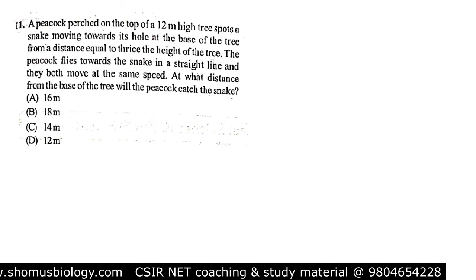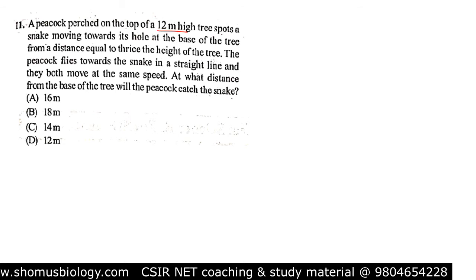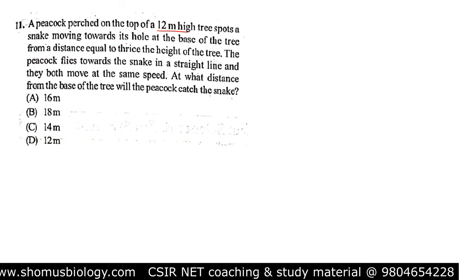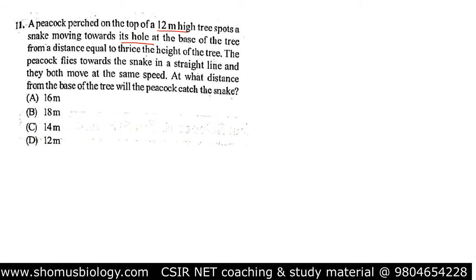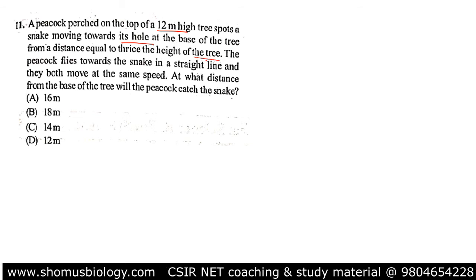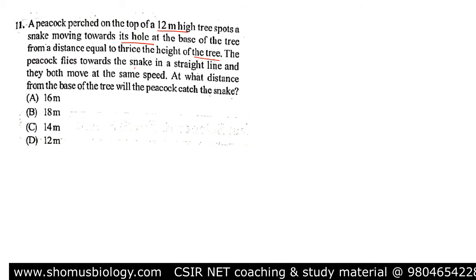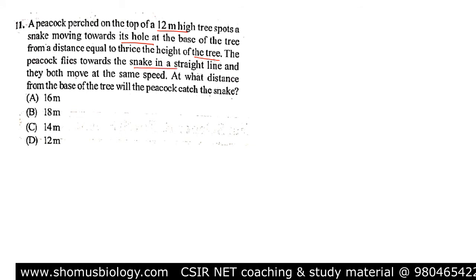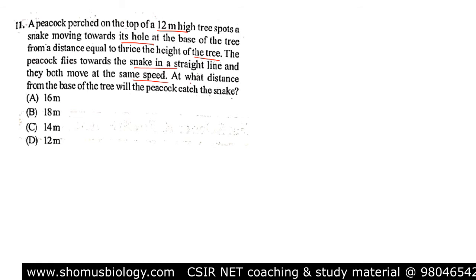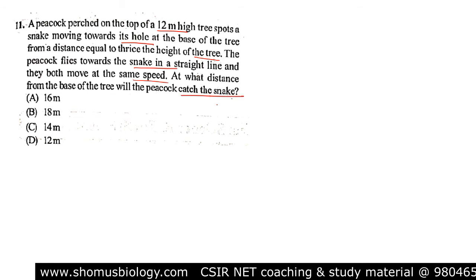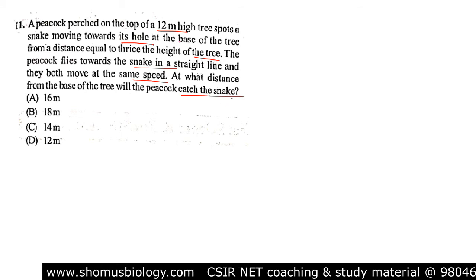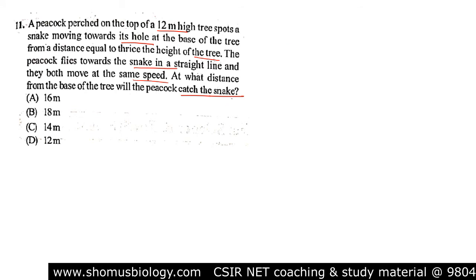A peacock perched on the top of a 12-meter high tree spots a snake moving towards its hole at the base of the tree from a distance equal to thrice the height of the tree. The peacock flies towards the snake in a straight line, and they both move at the same speed. At what distance from the base of the tree will the peacock catch the snake? See, in these cases, if the question is bigger, you may need to read it a couple of times.